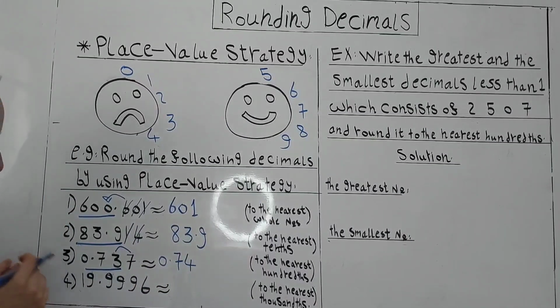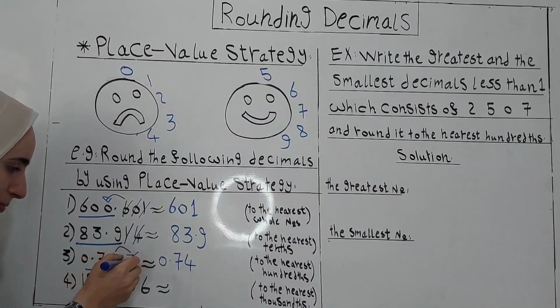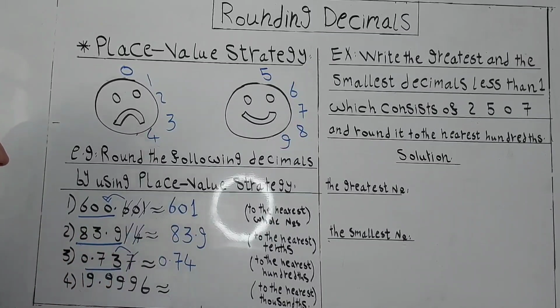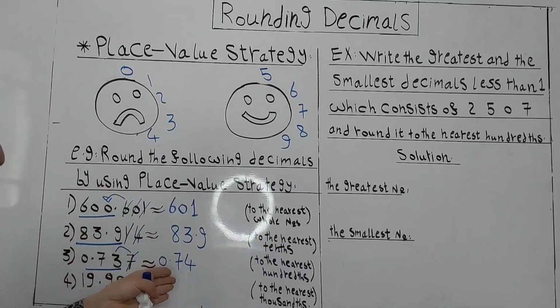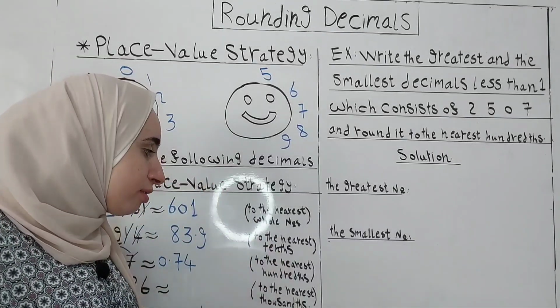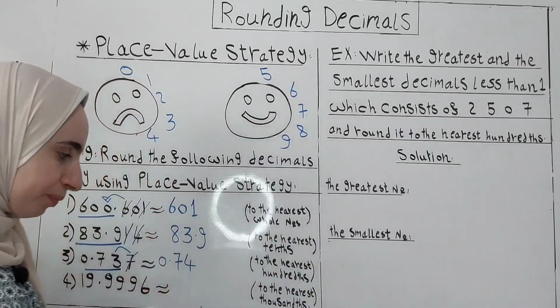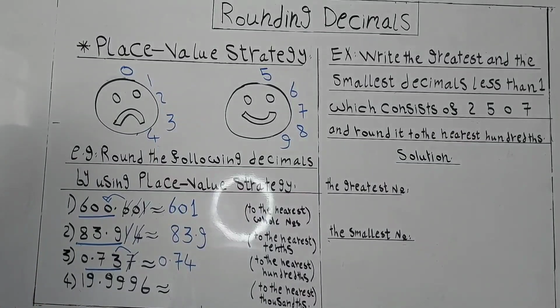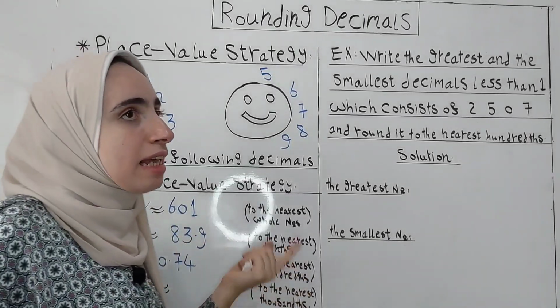Finally, we drop the digits in the last place and ignore them. So we drop the digit 7 and ignore it. So this number approximately equals 0.74 to the nearest hundredth. The first one, we need to round 19.9996 to the nearest thousandth.